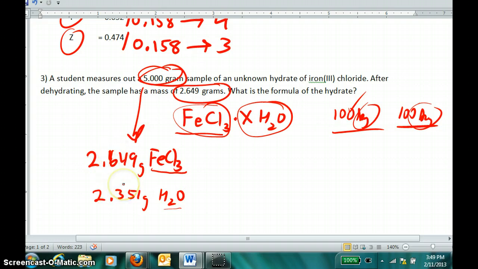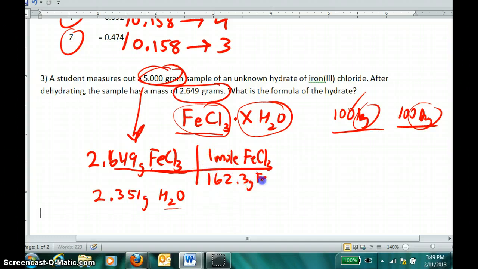So instead of using mass ratios to get my empirical formula, my lowest whole number ratio, I'm going to use moles, because moles are actual numbers of things. They're very large numbers of things, 6.02 times 10 to the 23rd of something, but they are numbers. So yes, 1 mole of iron(III) chloride is equivalent to its gram formula mass, 162.3 grams of iron(III) chloride, meaning that in the sample there were actually 0.0163 moles of iron(III) chloride.